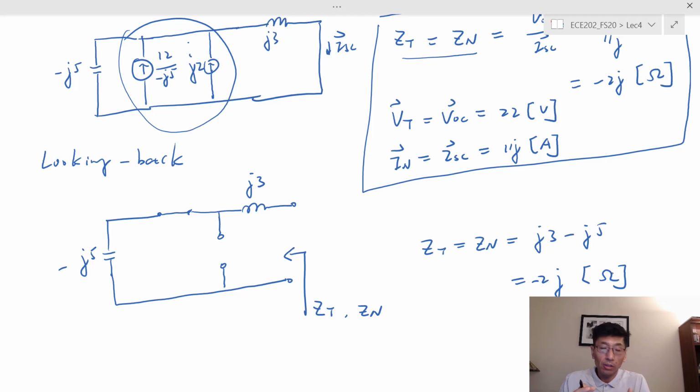The procedure we use is always to find the open circuit, that's a safe method. Open circuit voltage, short circuit current. Those correspond to the Thevenin voltage and the Norton current, and then we find the impedance by dividing that open circuit voltage by that short circuit current. The shortcut is, if you don't have any dependent sources in the circuit, you can find the Thevenin and Norton equivalent circuit by just turning off all the sources. Turn off means the current source is replaced by an open circuit, the voltage source is replaced by a short circuit, and then find the equivalent impedance using series and parallel connections. Okay, that's it for this example.